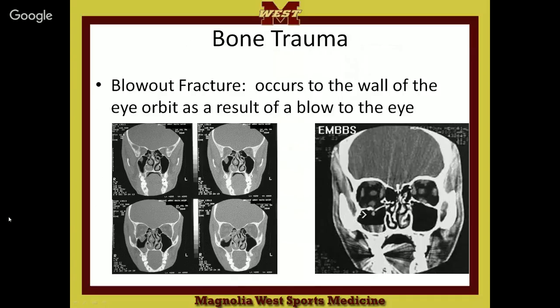Underneath your eyes, you have bone. All right? And then you got a sinus under there, big open cavity. So, bam, happens on fights. Boom, happens with boxers. They get a blowout fracture underneath there. And that's what it is. Occurs to the wall of the eye orbit as a result of a blow to the eye. What? Oh, yeah, a black eye. It's worse.